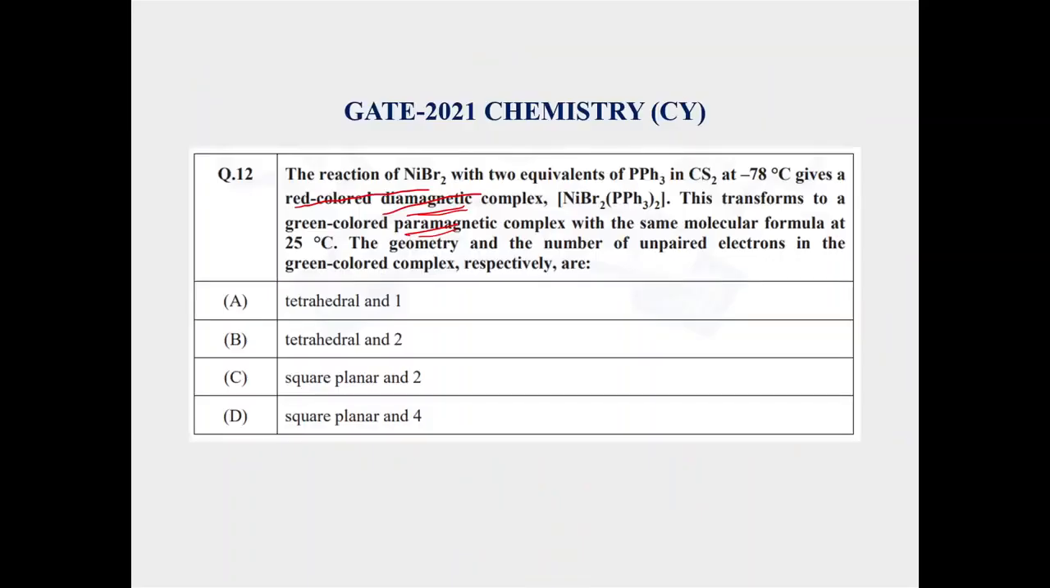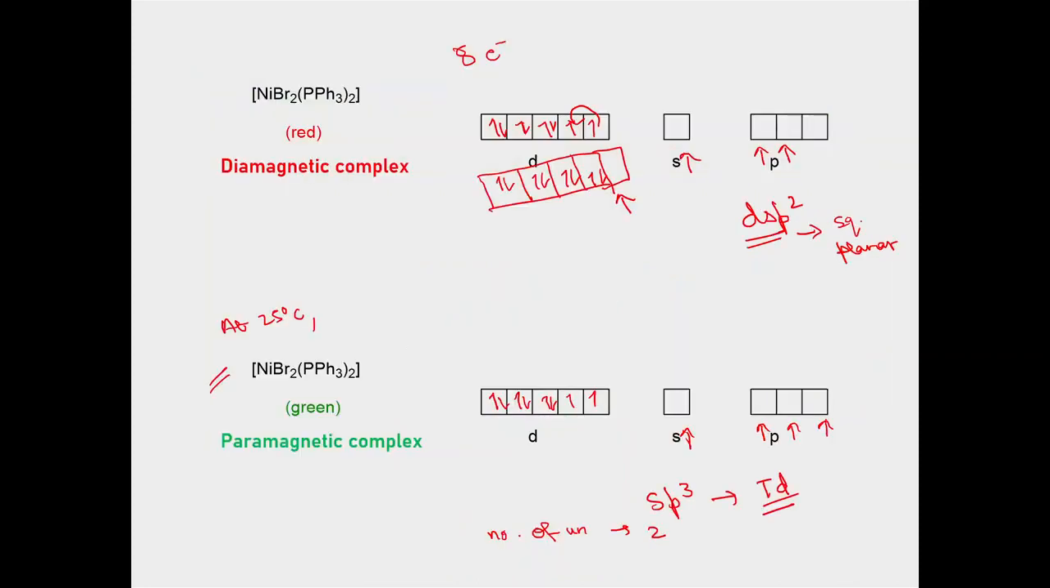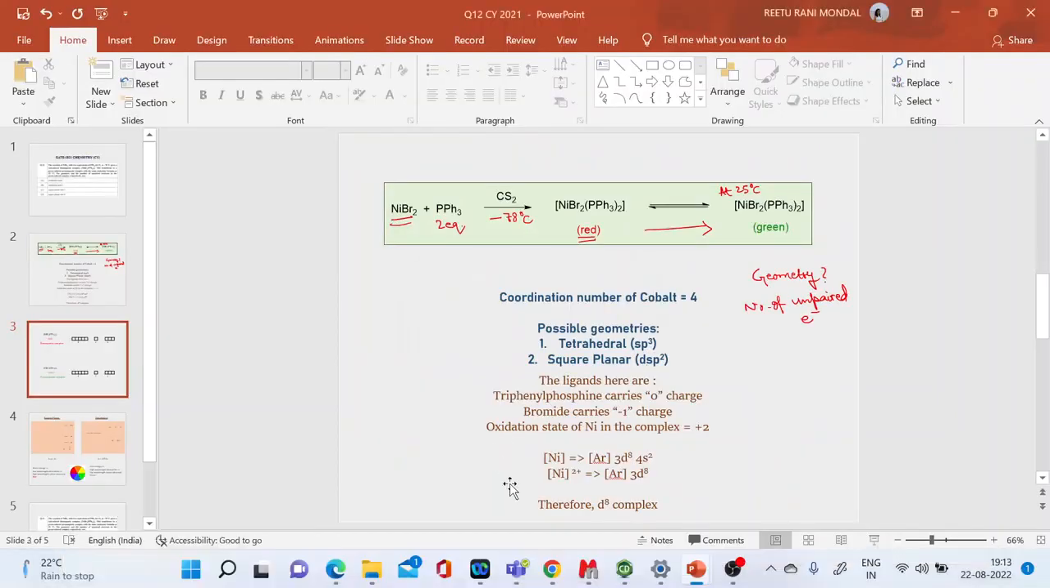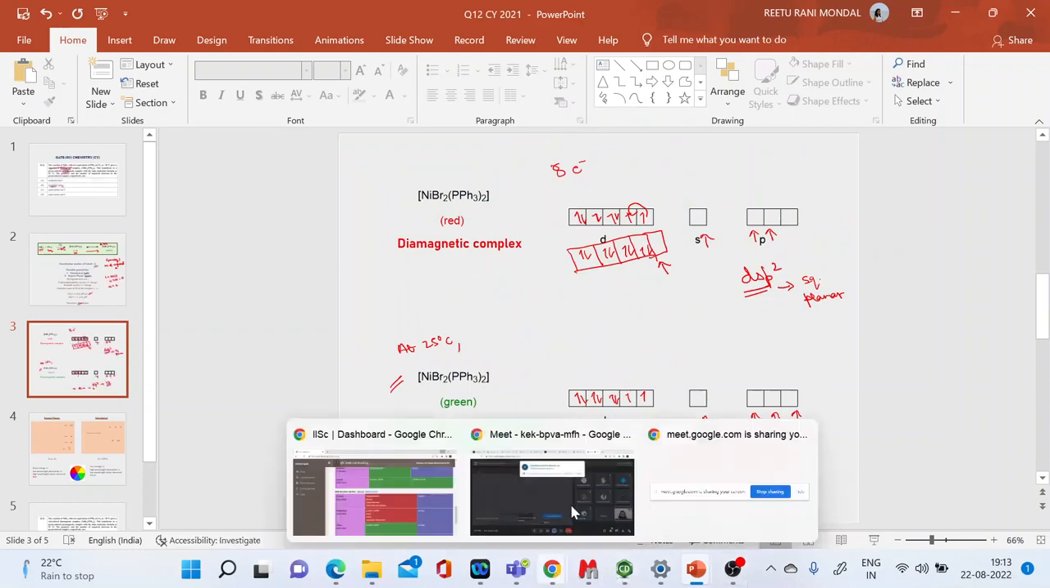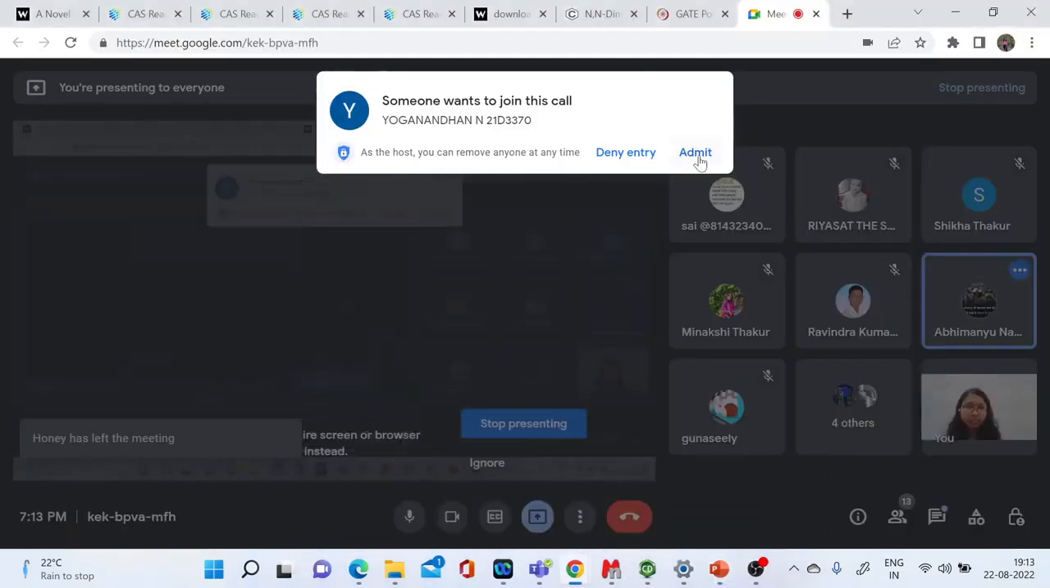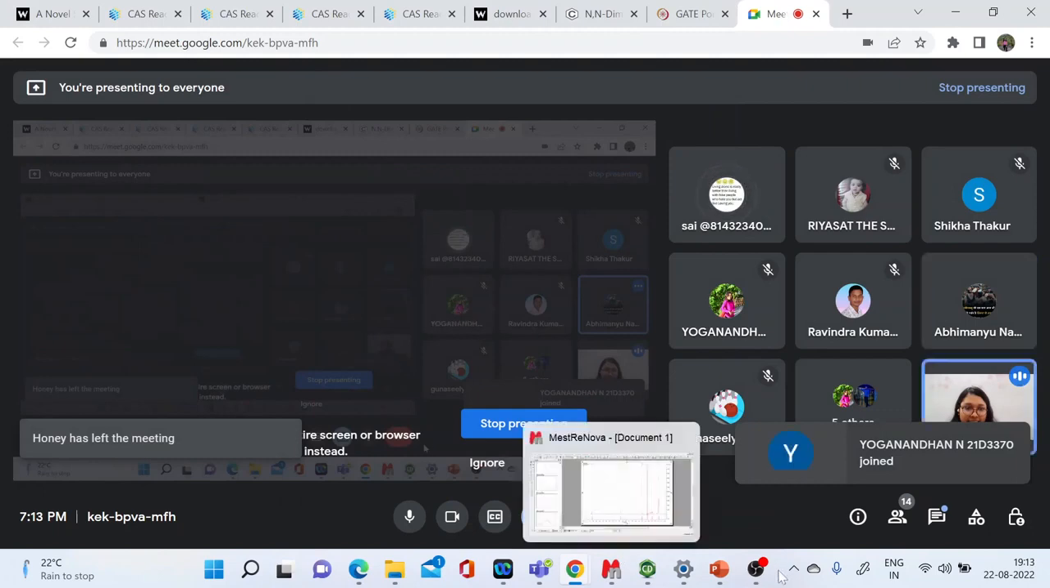So already we know the answer to this question; the correct answer will be tetrahedral and 2, right? But now you may have a question: why is there this change in color? Can anyone answer that? Why are we seeing this change in color? DD transition. Yeah, DD transition, that is fine.